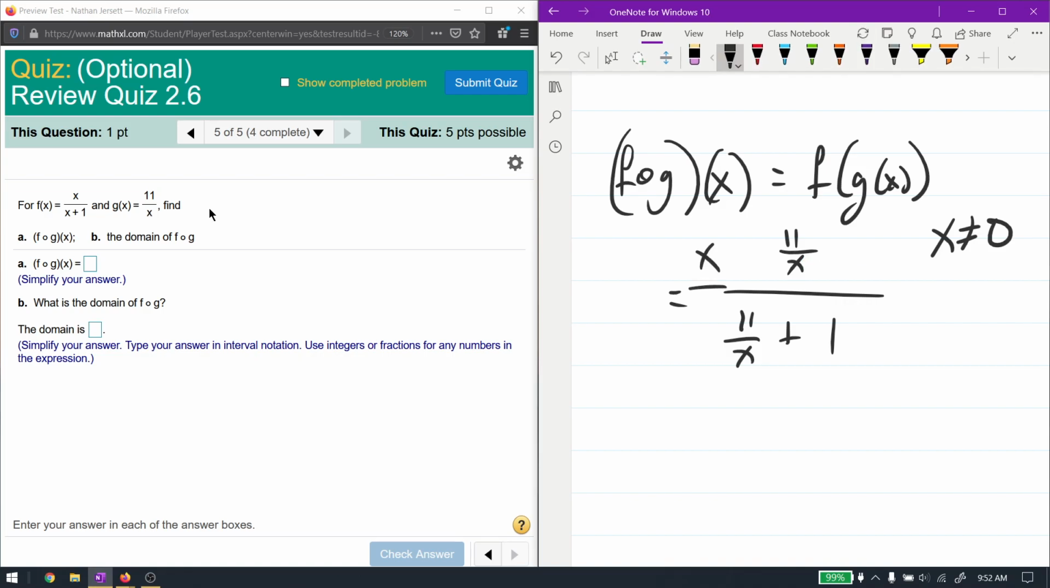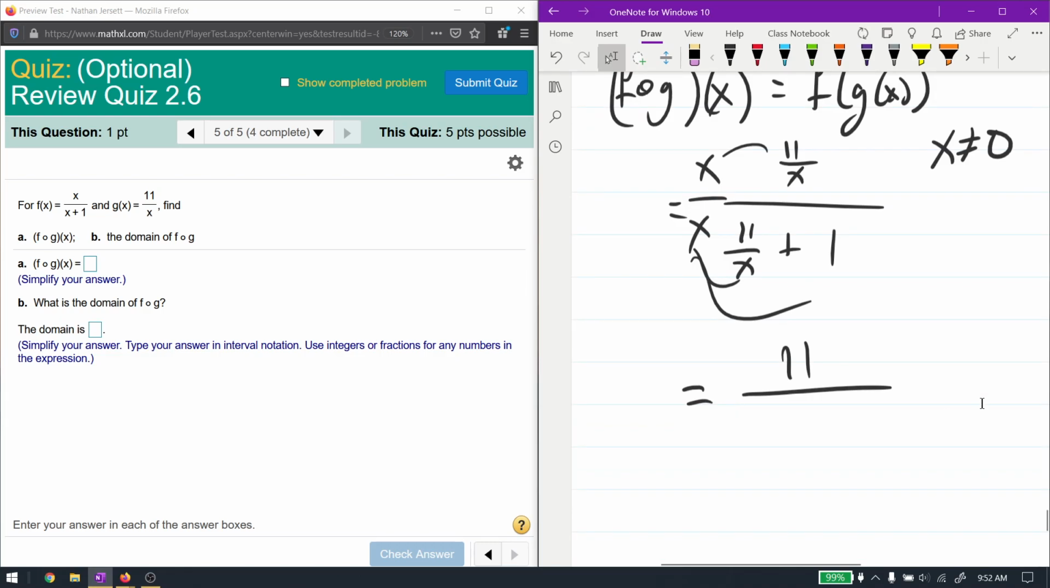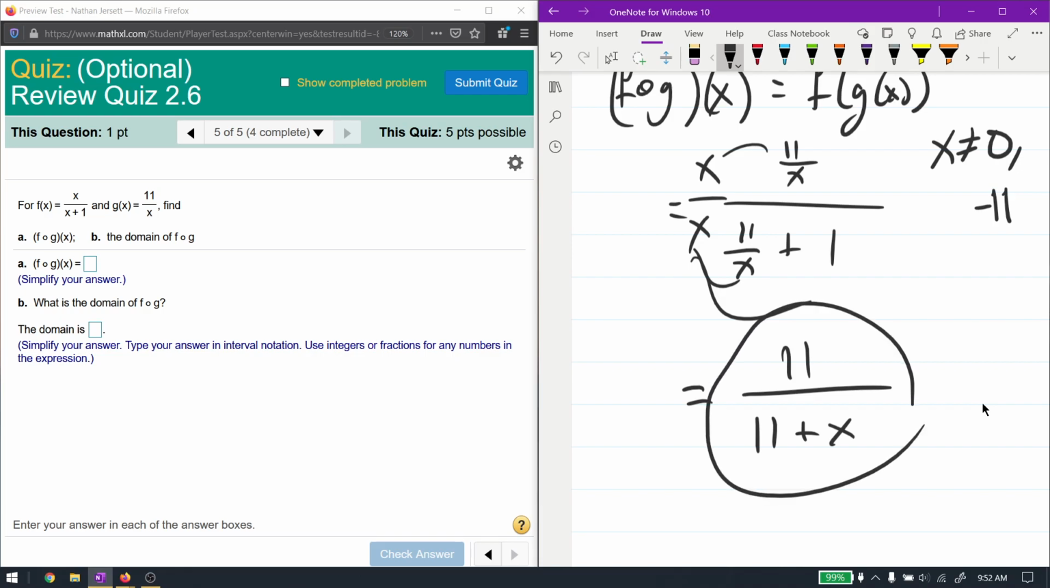Now, if I multiply by x over x, that just distributes into everything. And that gives us, on the top, x times 11 over x, the x's cancel, giving us just 11 on top. On bottom, x times 11 over x is once again 11. And x times 1 is x. This is no longer a complex fraction. It's now just a regular fraction. And we must exclude 0 in the denominator, which happens when x equals -11.